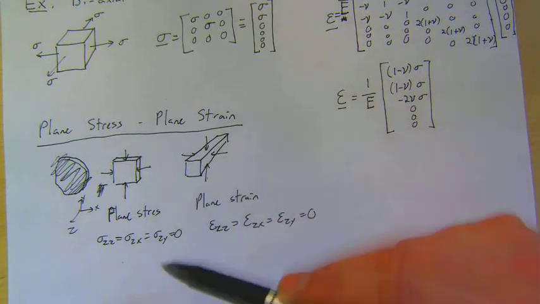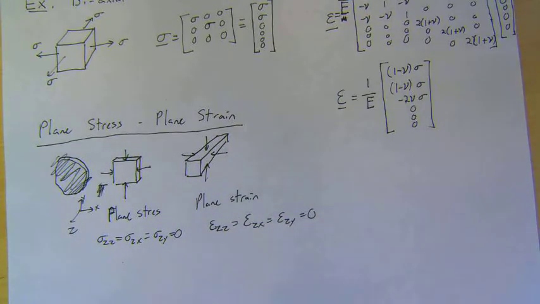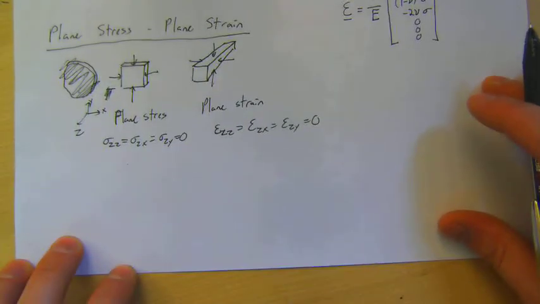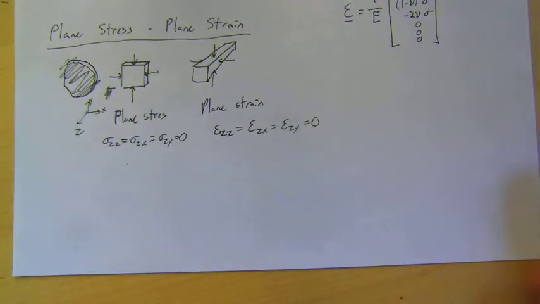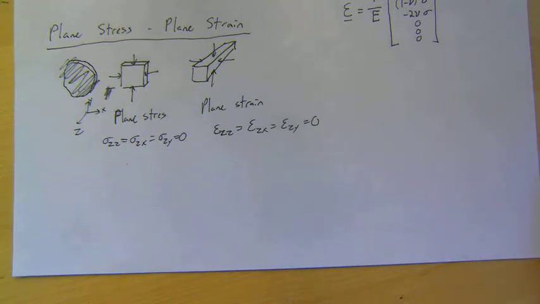So there are a couple of equations that follow out of this, which I don't really need to talk about too much. In the notes, I have the simplifications to the stress and strain tensor for a plane stress and plane strain body, and you can take a look at those there.